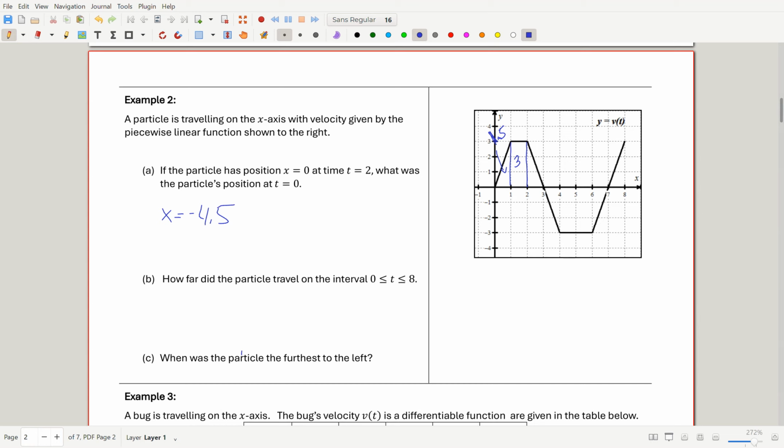How far did the bug travel on the time interval from 0 to 8? So that is not displacement, that is total distance. So I've got to find all of these and treat them all like they're positive. A lot of 1.5s in here. Six. So I've got 3, 6, 12, 15, 16.5. Yeah.